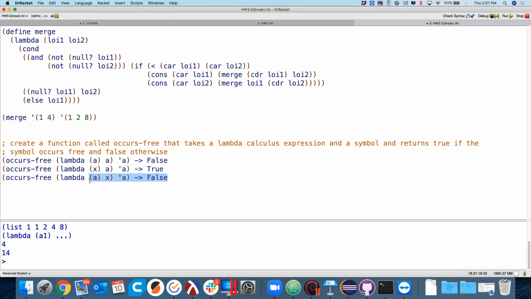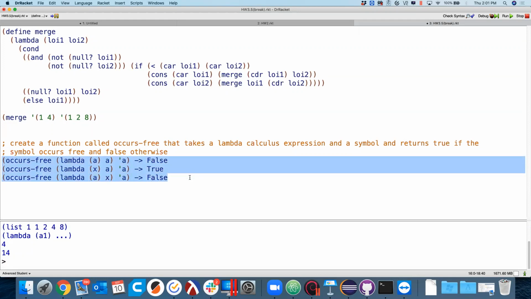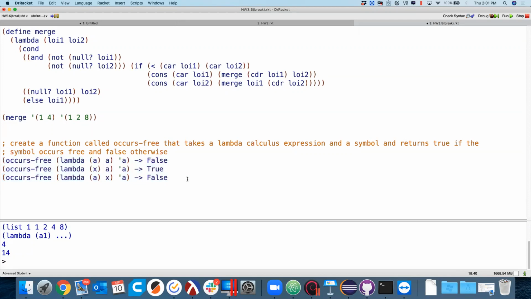All right, take a couple minutes, take a stab at writing occurs free. It is in the book, so try not to cheat off the one in the book. Think through it based on our grammar and our productions.